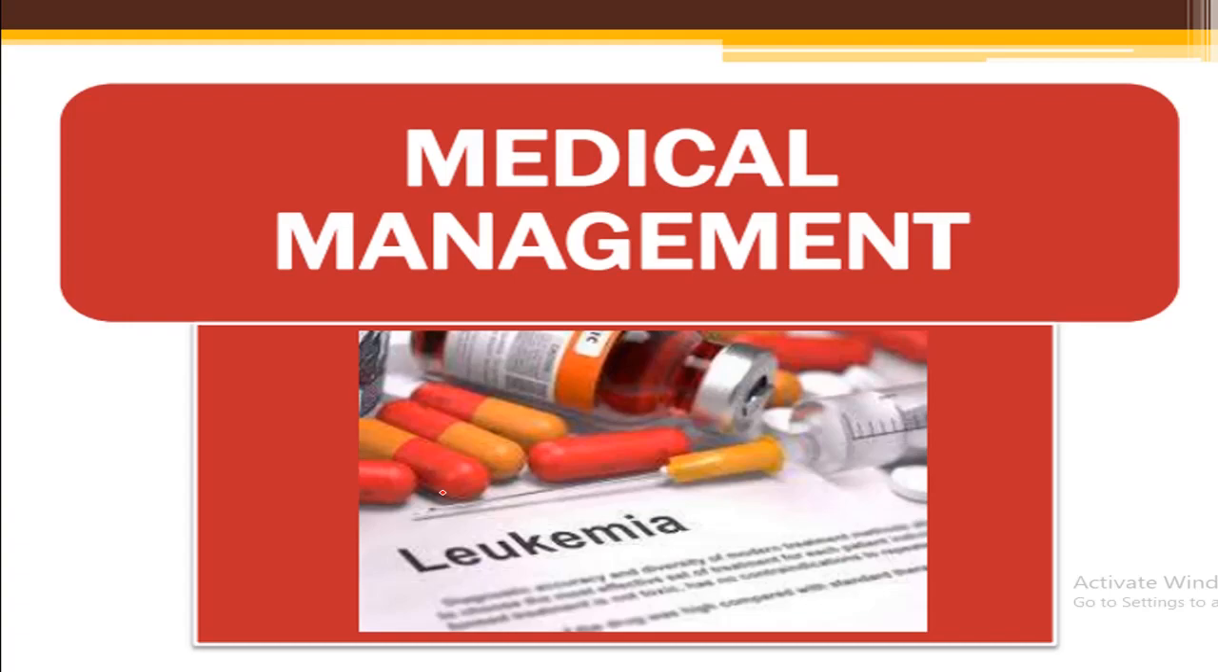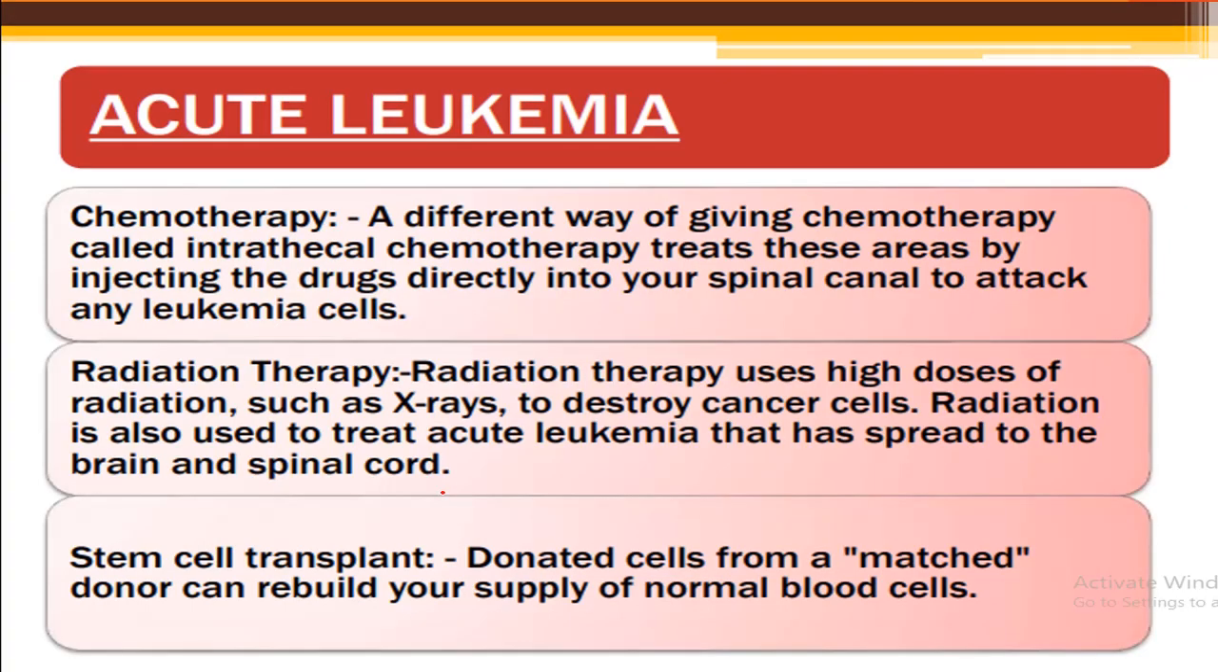Okay, for the medical management of acute leukemia, sa chemotherapy, a different way of giving chemotherapy is called intrathecal chemotherapy, okay? Ito ay inilagay nila o in-inject nila directly into the spinal canal para this drug will attack the leukemia cells, okay, doon sa bandang spinal. And then they may also perform radiation therapy. It uses a high dose of radiation such as X-ray to destroy the cancer cells. Okay, radiation is also used to treat acute leukemia that has spread to the brain or the spinal cord.